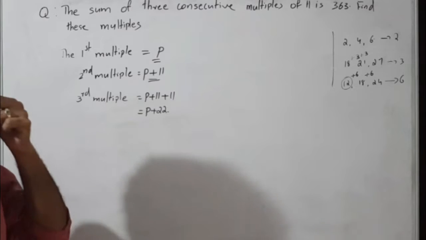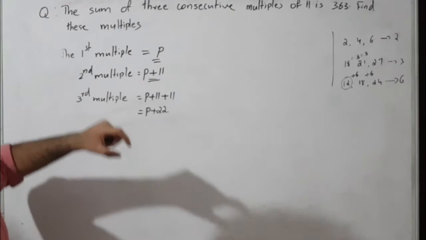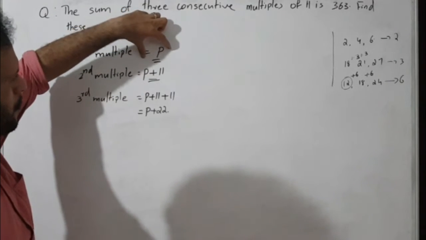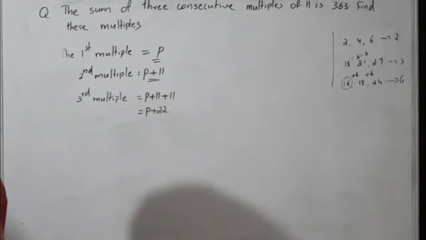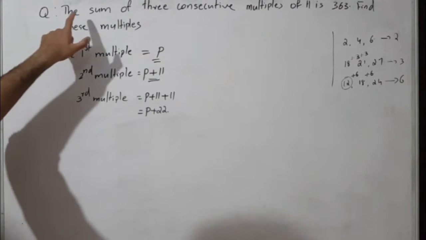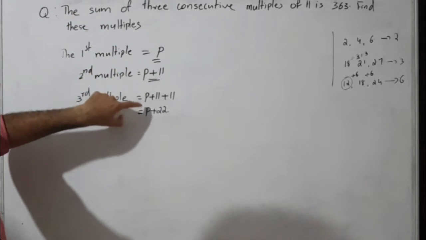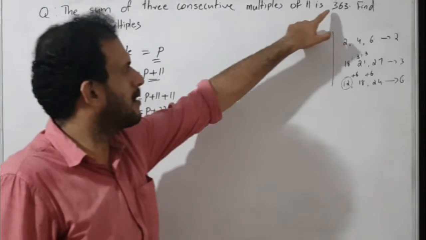Correct? 11 plus 11 is equal to 22. Now we got it, the three multiples. First one is P, second one is P plus 11, and third one is P plus 22. Then what is the question? Question says the sum of these three consecutive multiples is 363.